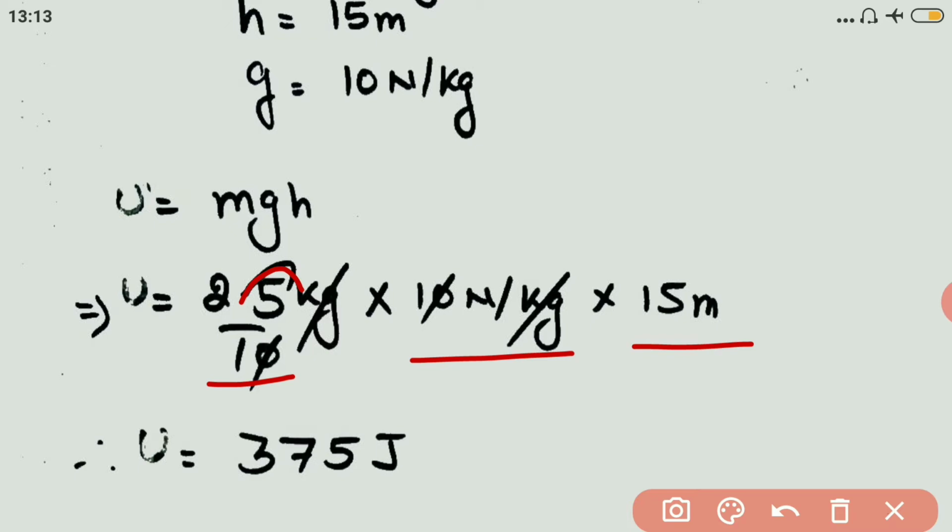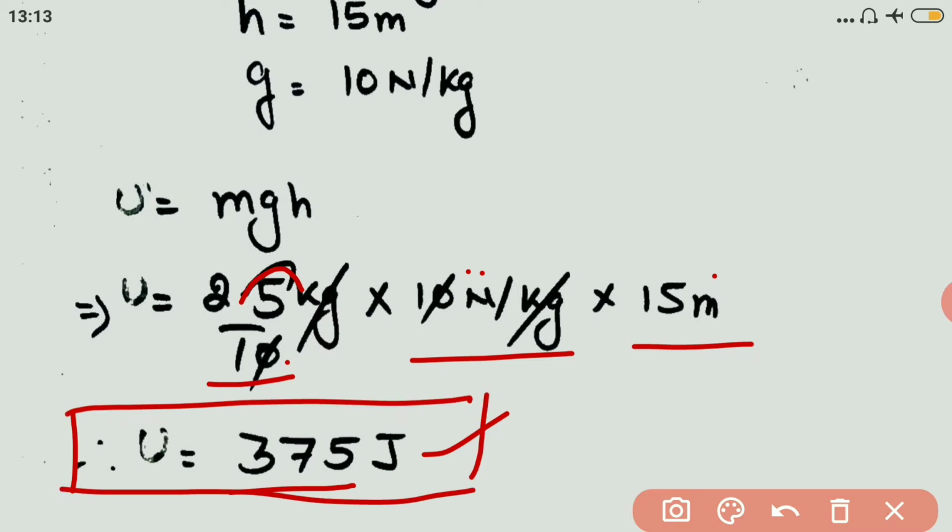So after the cancellation here, 0 gets cancelled, right? So 25 multiplied by 15, we shall get 375, and here Newton into meter will give me joule. Hence my answer, potential energy becomes 375 joule. Now going to question number 6.